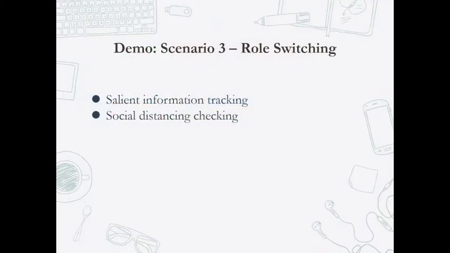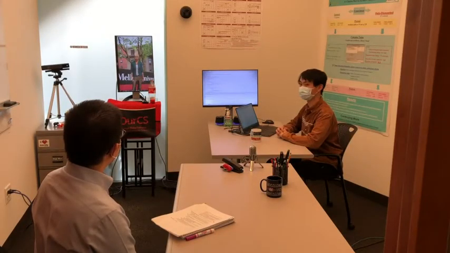When it's time to work on passing the next test case, the programmers switch roles. The agent constantly monitors the users for salient information, including changes in location. During this time of social distancing, the agent checks whether the users maintain a distance of at least 6 feet apart. It is time to switch the driver and navigator roles.